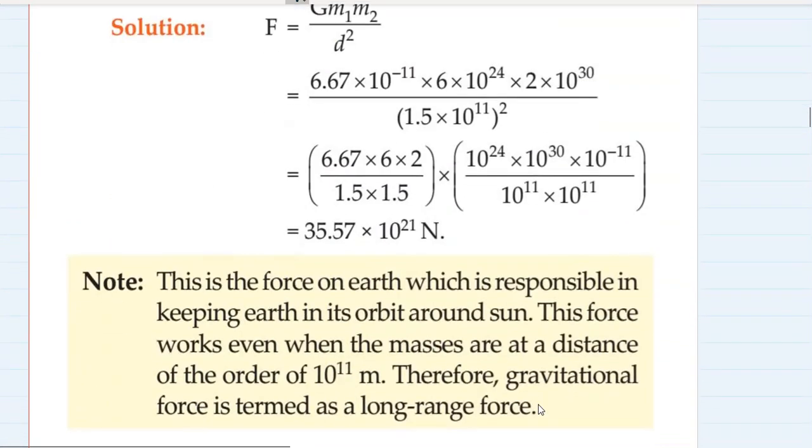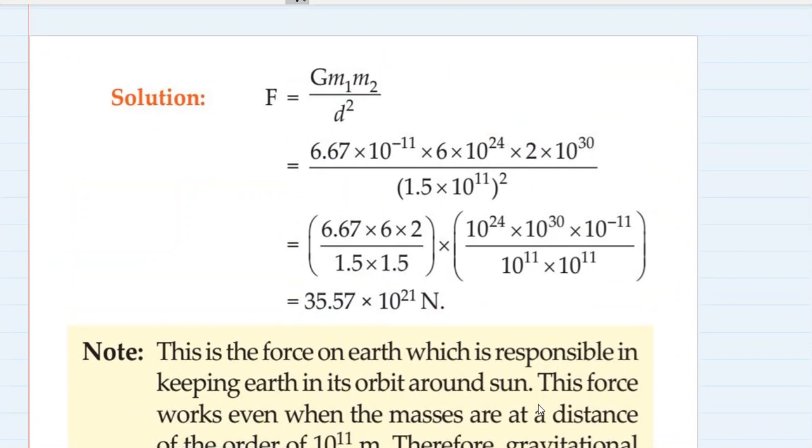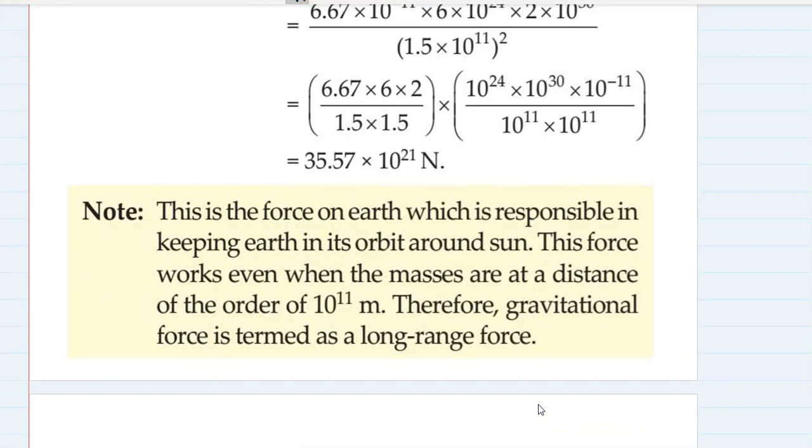Let's check the answer. 35.57 into 10 raised to 21 Newton. This force on Earth is responsible in keeping the Earth in its orbit around Sun, and this force works even when the masses are at a distance of the order 10 raised to 11 meter, which is a huge distance between Earth and Sun. Even light takes around 8 minutes to reach from Sun to Earth. Therefore, gravitational force is termed as a long range force. This is the proof of it.